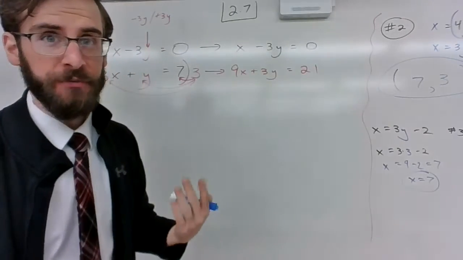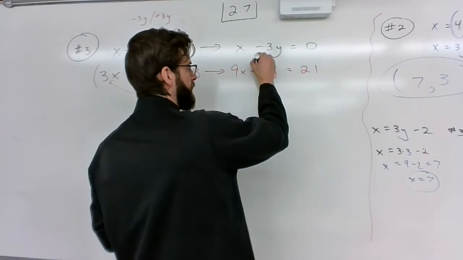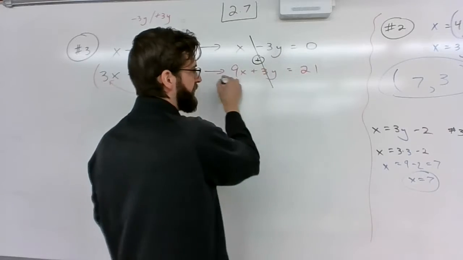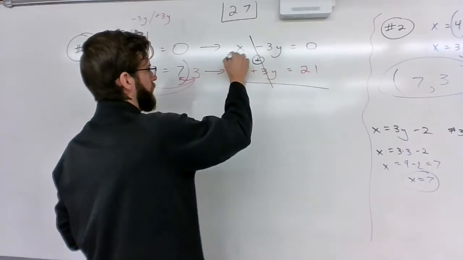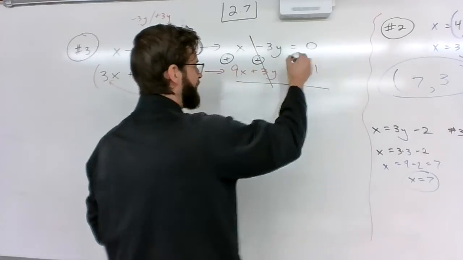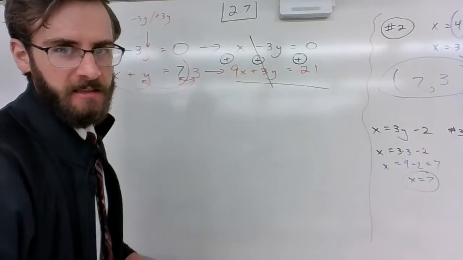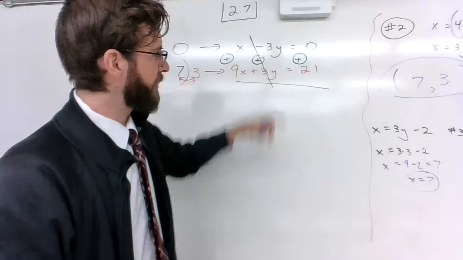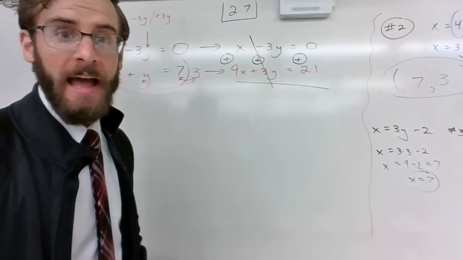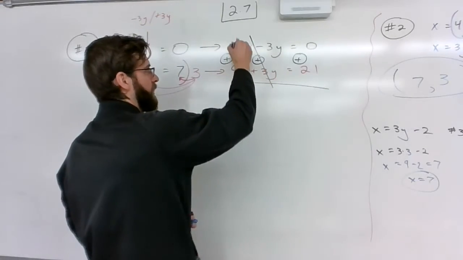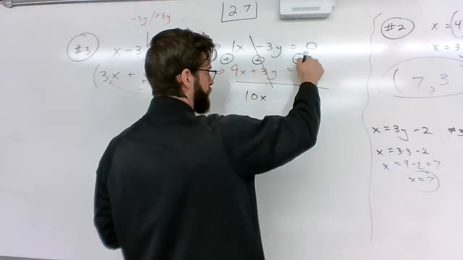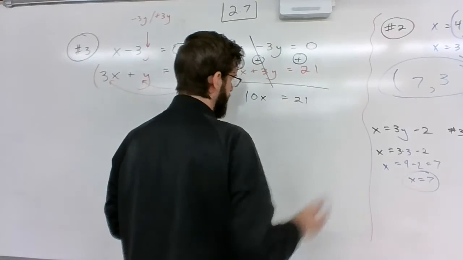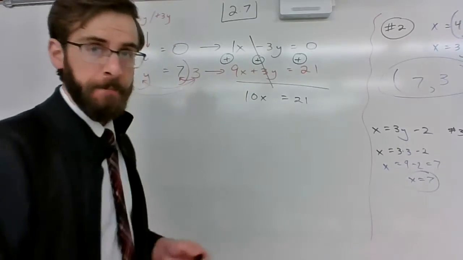So negative 3 plus 3 is 0. We zeroed out the y's, which means we then add the other columns, because I added this column. Okay. So x plus 9x. 1x plus 9x is 10x. 0 plus 21 is 21. Divide both sides by 10.